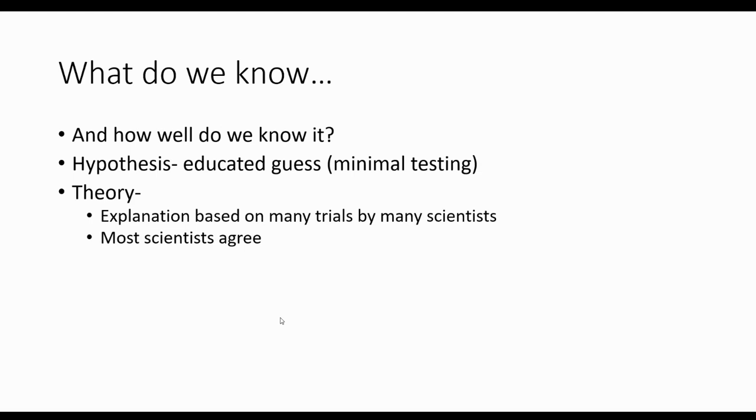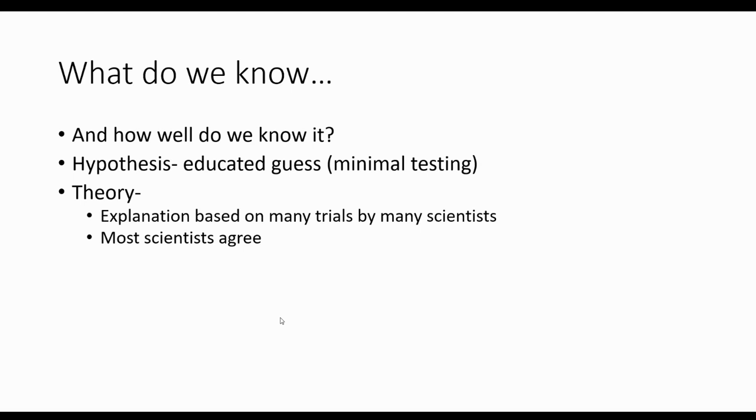Now, you may also have heard of a scientific theory. A theory ties together lots of experiments. So once lots of experiments have been done, scientists will look for the common themes and say, how can I explain all of these things that are going on in this experiment? What would be the cause of all of these things coming together? So a theory is an explanation, and it's based on many, many trials by many scientists.